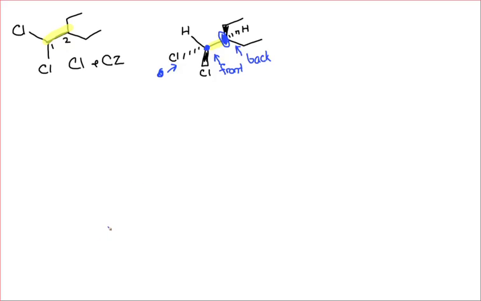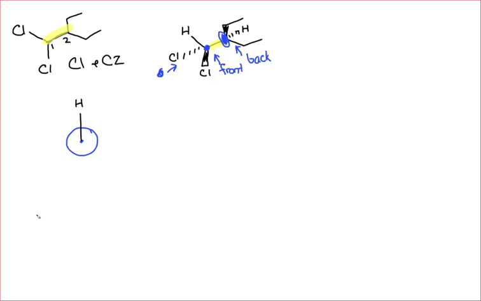Okay, so we want to translate this into a Newman projection. So I'll go ahead and draw a big circle to represent my back carbon, a small circle to represent my front carbon. Okay, so now if I'm looking in this direction, I have one chlorine pointing to my right, one chlorine pointing to my left, and one hydrogen up. Okay, so we can go ahead and draw those in.